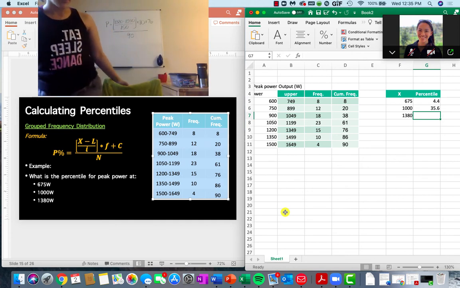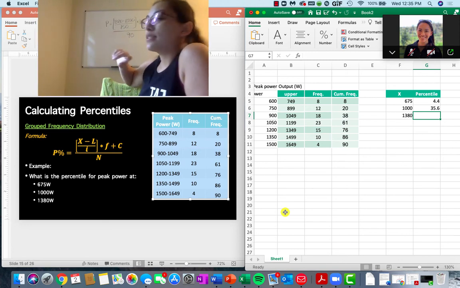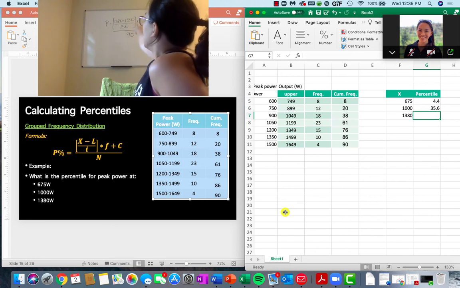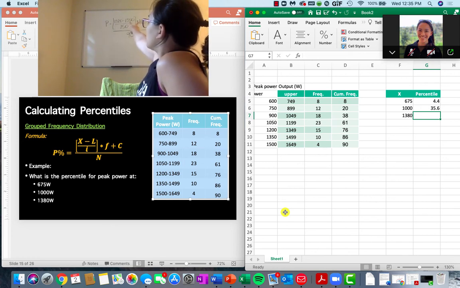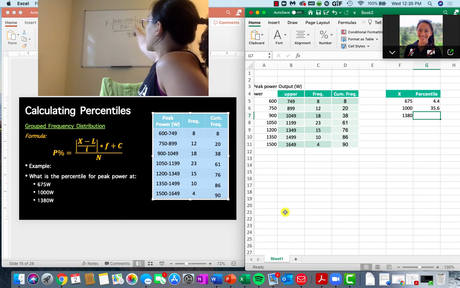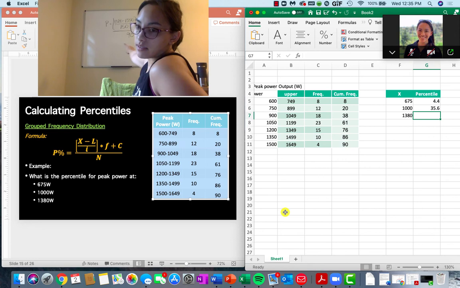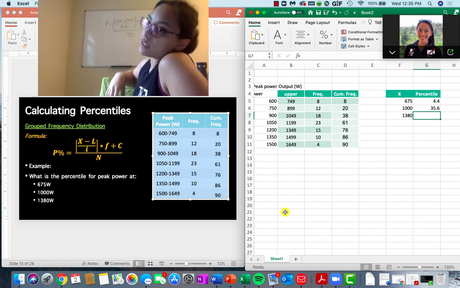If you're doing it in writing, the first thing you'd put in your calculator is the fraction in the numerator. So you'd do 1380 minus 1350, divided by 150, times 10, plus 76. That sum divided by 90, and that amount times 100.